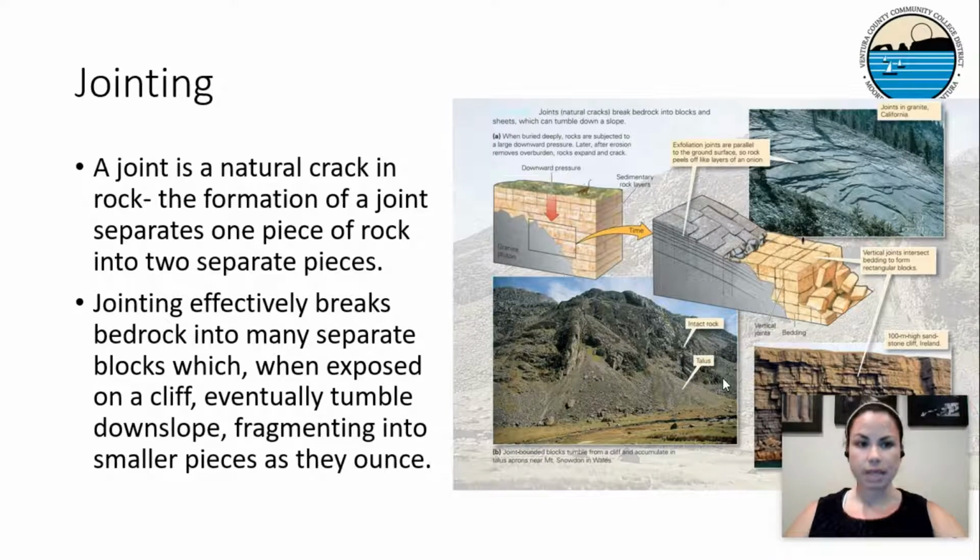Okay, first, jointing. A joint is a natural crack in the rock, and the formation of a joint separates one piece of rock into separate pieces. And so when weathering occurs, the joint could break and could expose a whole cliffside or even just one face of a rock. And they can tumble down slope and become fragmented into pieces. And so this would be an example of joint weathering.